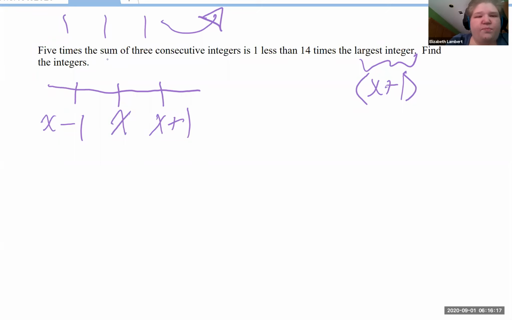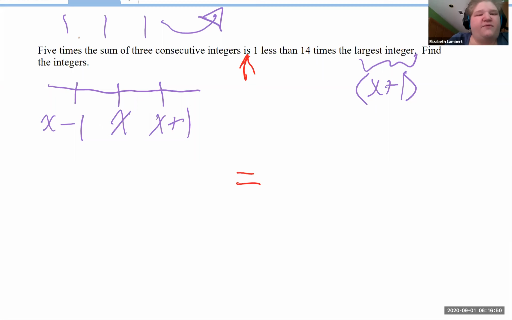All right. Now let's backtrack up to this. How do we interpret this? 5 times the sum of 3 consecutive integers is, there's my verb at least, okay? 1 less than 14 times the largest. All right. So wherever that equal sign is, the stuff on one side stays on one side, the stuff on the other stays on the other. Don't move stuff around during the translation. Got plenty of time for that afterwards.